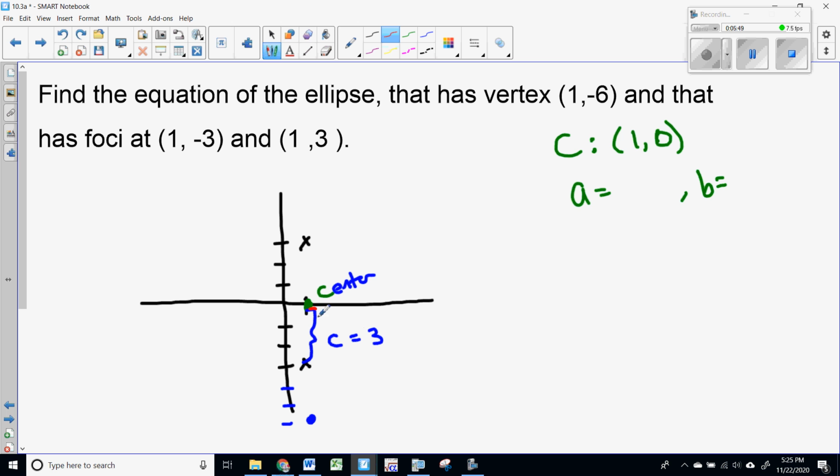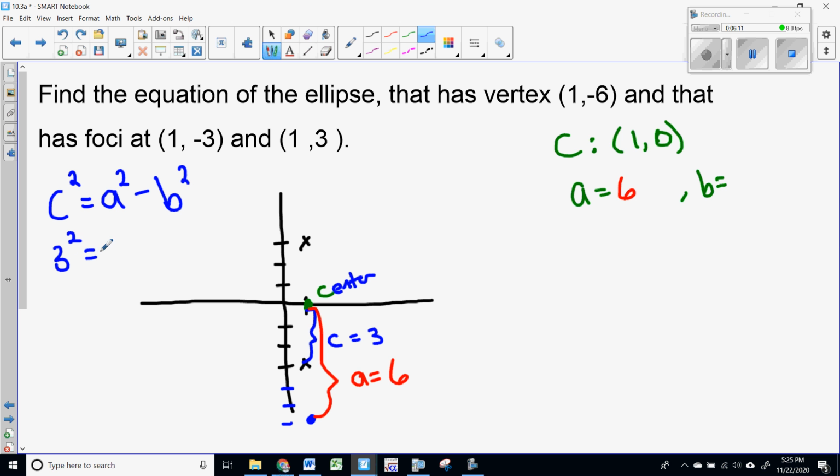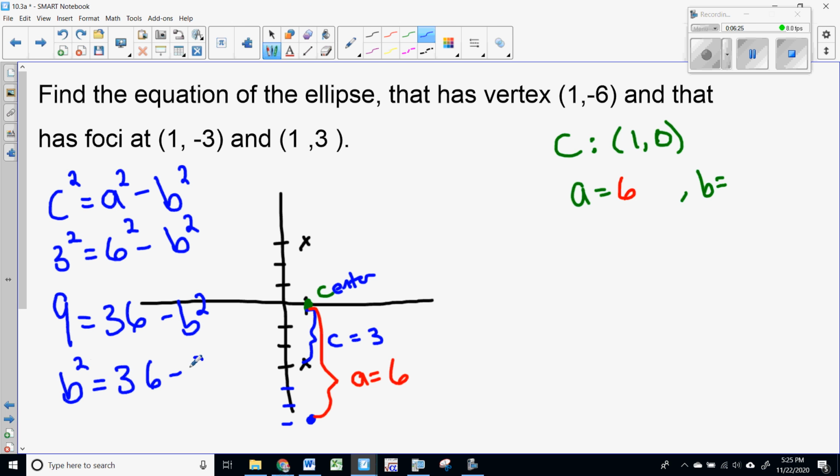Since this is a vertex, that tells us that this distance A is 6. So what we need to do is find B. And our formula for an ellipse is C squared equals A squared minus B squared. So that is 3 squared is 6 squared minus B squared. That is 9 equals 36 minus B squared, which would be B squared is 36 minus 9. So B squared equals 27.